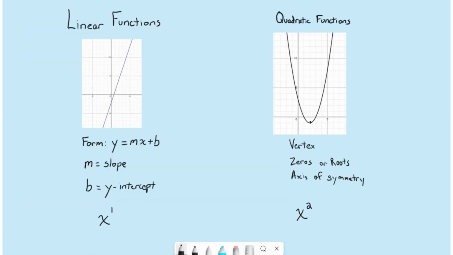Let's do a quick recap of our functions here. We had linear functions. Those are going to be in the form of y equals mx plus b. There's going to be a slope. There's a y-intercept. And in these problems, x is raised to the power of 1. Quadratic functions, you have a vertex, zeros or roots, and an axis of symmetry. And in these problems, x is raised to the power of 2.